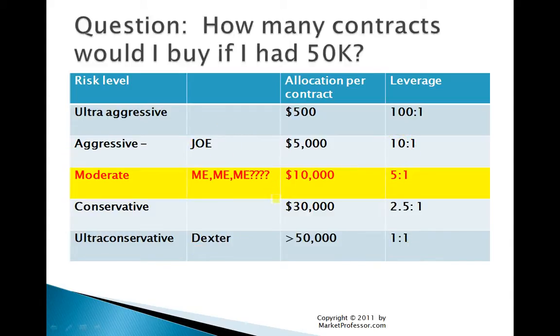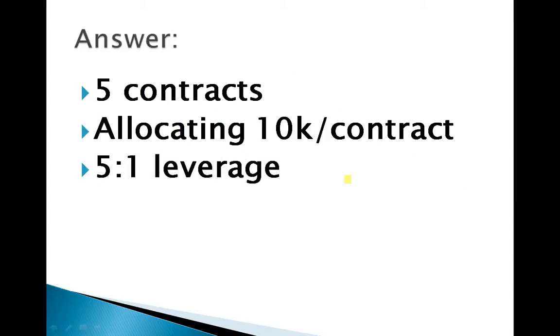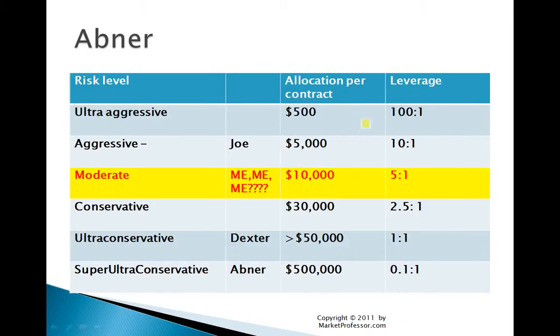Now here's a question for you. How many contracts would I buy if I had 50 grand? And yeah, I'm going to be somewhere here, right? So the answer is 5 contracts, allocating 10,000 per contract, and using 5 to 1 leverage.